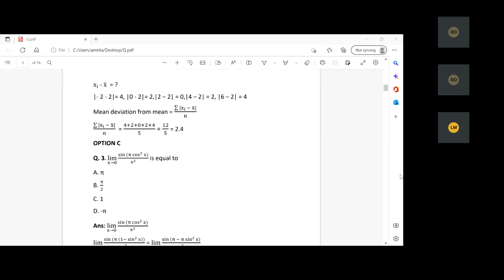Yes, somebody has replied. I think the answer is pi. Okay. So I hope everybody has taken a note of the question. Limit x tends to 0 sine pi cos square x by x square is equal to, what's the answer? How many of you received the answer? How many of you got the answer? Can we solve it?